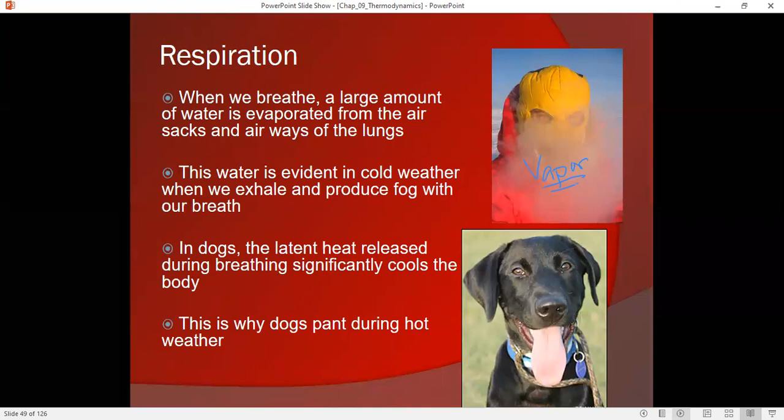In fact, if you think about it, dogs can't sweat like we can. Dogs actually will get rid of heat by breathing. And as they're vaporizing this water that's in their lungs, they're actually cooling themselves. They're vaporizing the water that's in their mouth, on their tongue. And this is really the only efficient means by which they have to cool themselves off in the hot summertime.